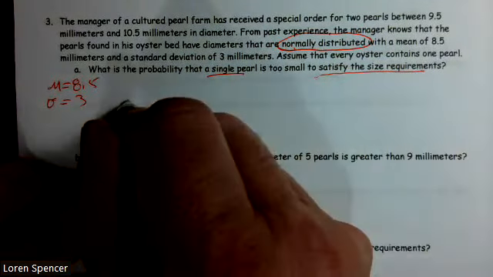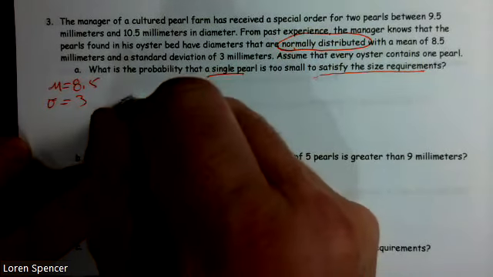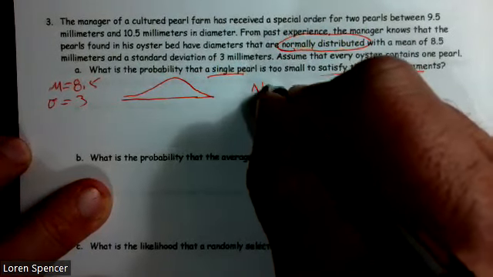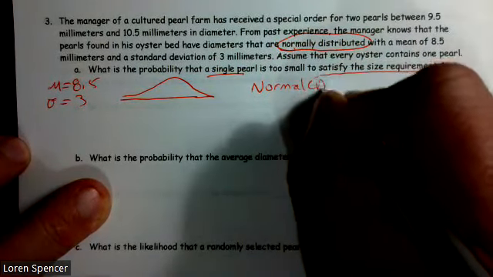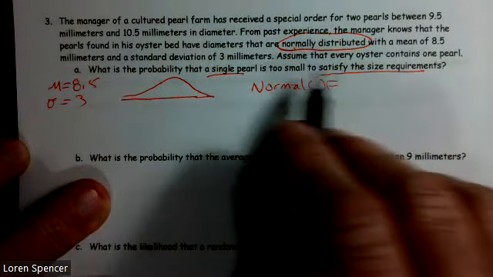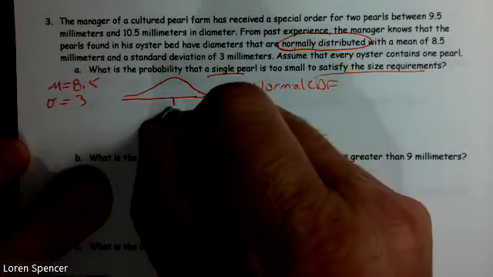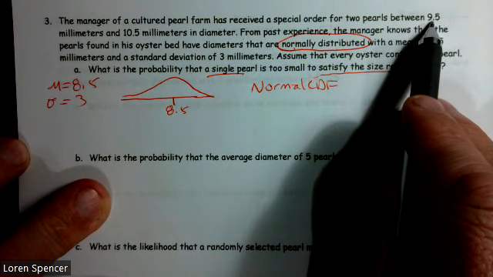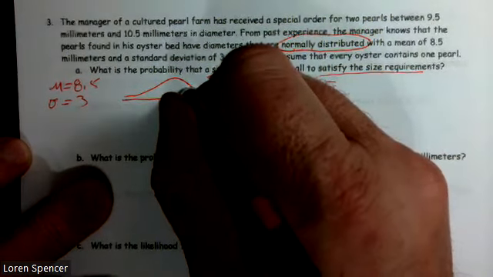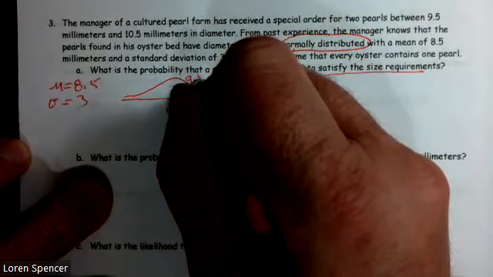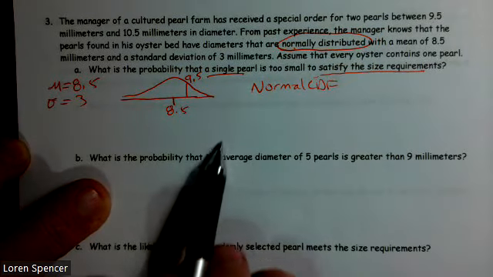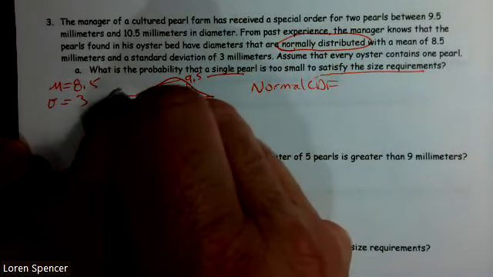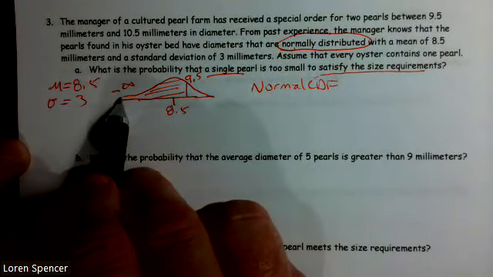Okay, so we're dealing with a single pearl, so we're going to be working with a normal CDF because it's a single value. So normal CDF with a mean of 8.5. But the order was 2 pearls between 9.5 and 10.5. So we can't be less than 9.5. So we have to be at least 9.5. And they say too small. Well, too small would be this way. Anything less. We're shading down to negative infinity.